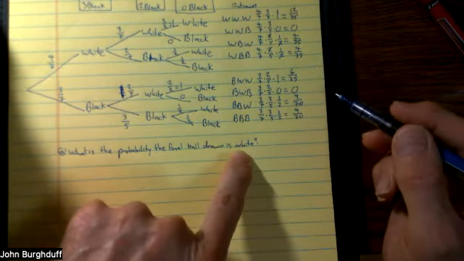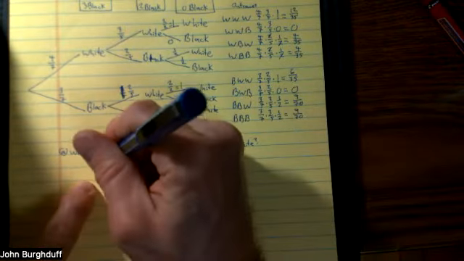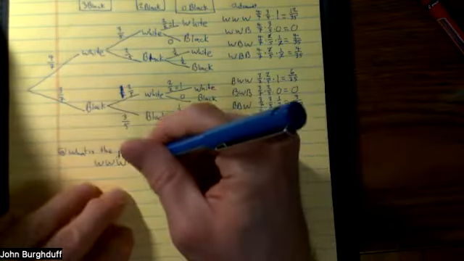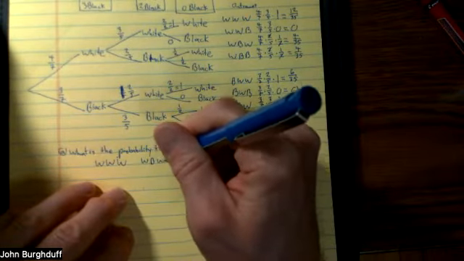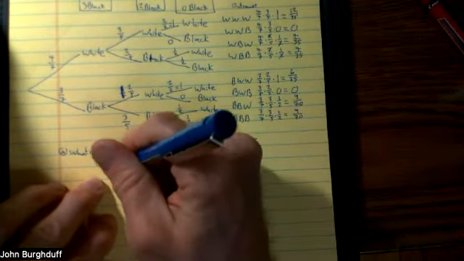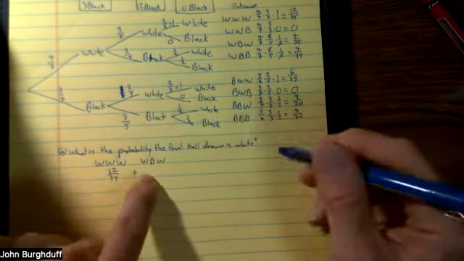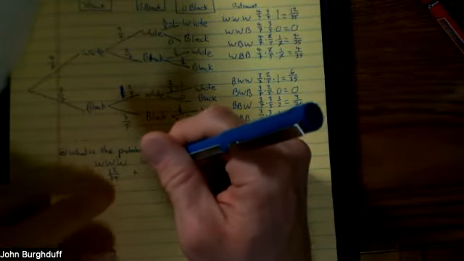So which outcomes end in white? Well, white, white, white would be one. White, black, white would be another one. Tell you what, let's write the probabilities while we go. That's a probability of 12 over 35. White, black, white gives me a probability of 4 over 35.